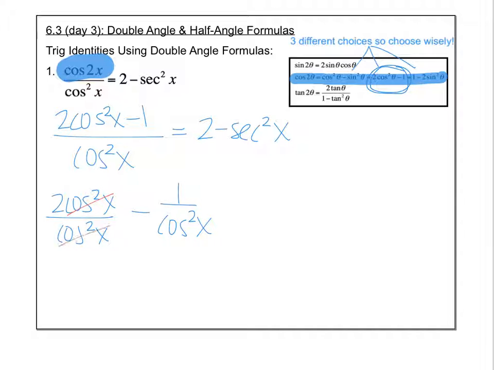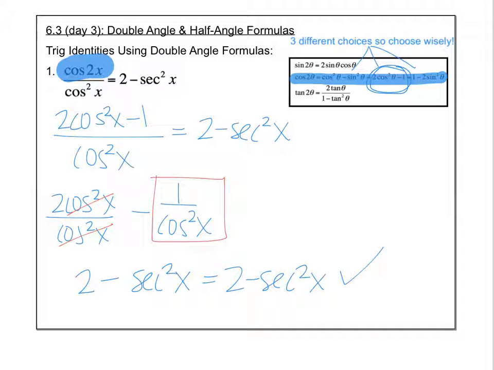In the first fraction, the cosine squares cancel, so you just have 2 left. That's what we wanted. Minus, in the second fraction, we have 1 over cosine squared. If you look on your plate, 1 over cosine squared should be secant squared. So we just proved our identity. 2 minus secant squared x is equal to 2 minus secant squared x. Check. Let's try another one.